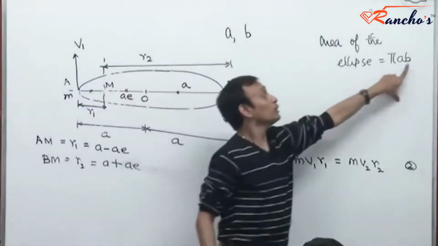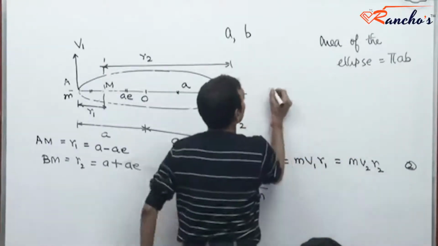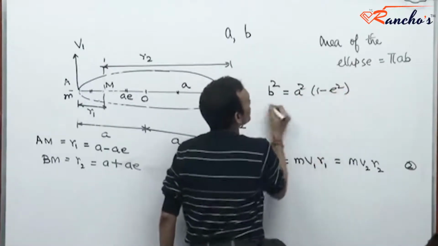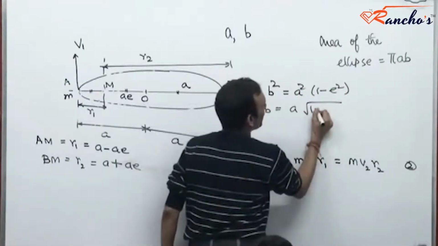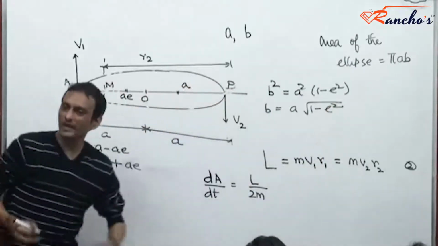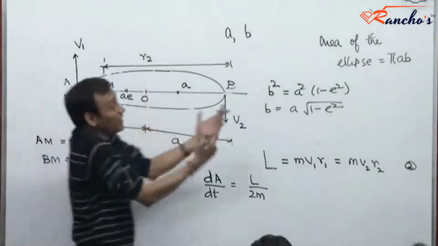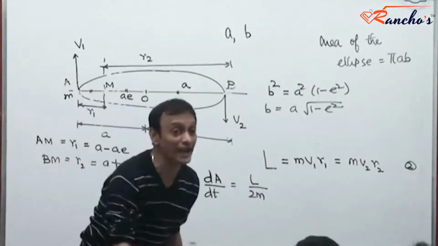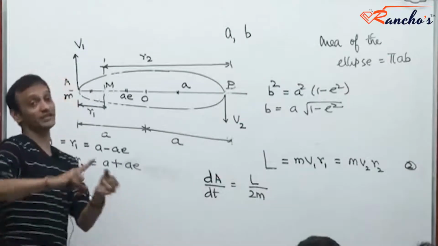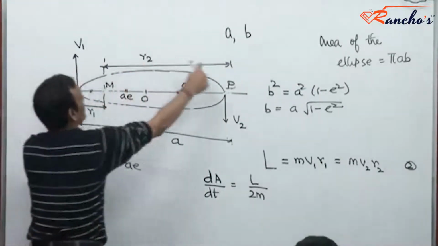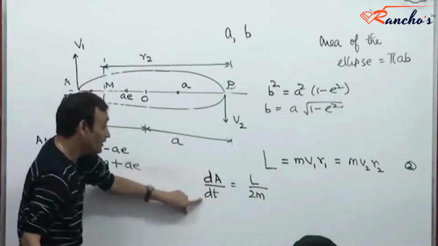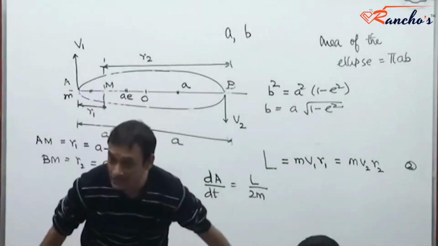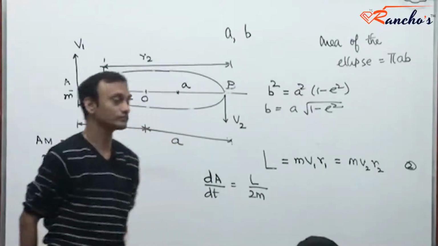Where B is known in terms of A. Why? Like I said, B squared is A squared into 1 minus E squared. So B is A root 1 minus E squared. So B is also known in terms of A, and the entire area of the ellipse will be known in terms of A and E. And we know dA dt, the rate at which area is described, L by 2M, also in terms of small a and small e.